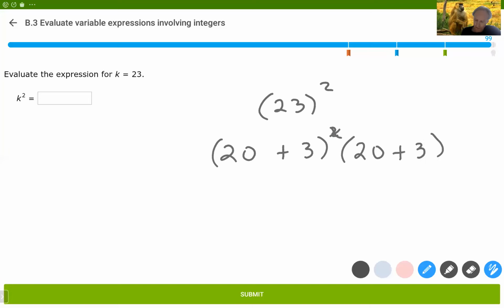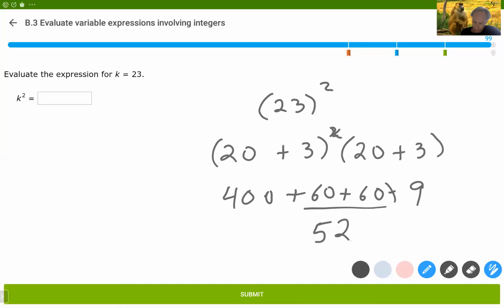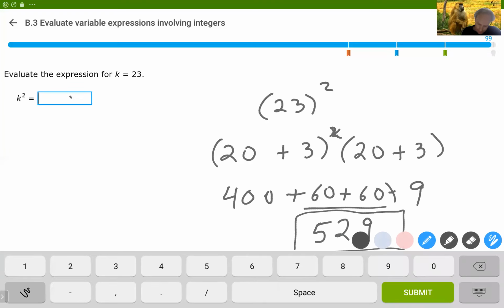So when you square this, you're multiplying it times itself. And I'm using the idea of FOIL. That's the 400. My inner two terms are 60 and 60, plus 60 plus 60. And then I'm adding the 3 times 3, which is the 9. So I add the 120 with the 400, which is 529. It just happens I have memorized the square of 23, but that's how to do a square if you haven't memorized it. So that's 529.